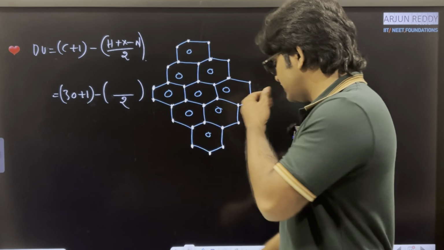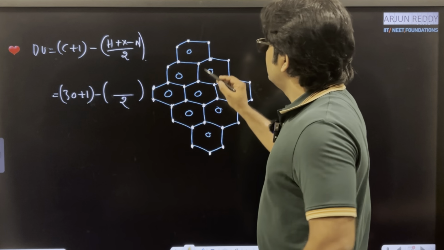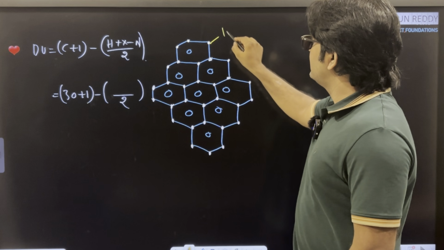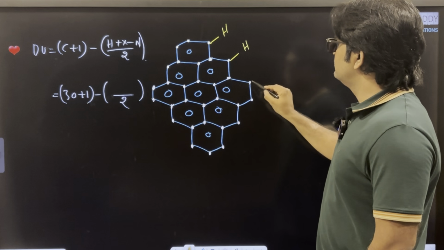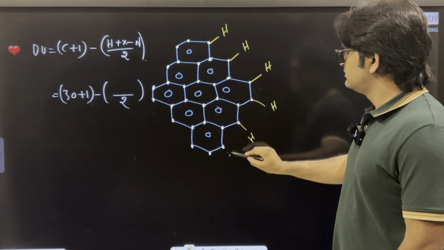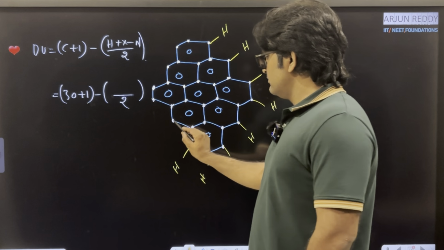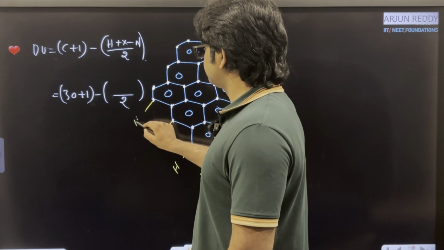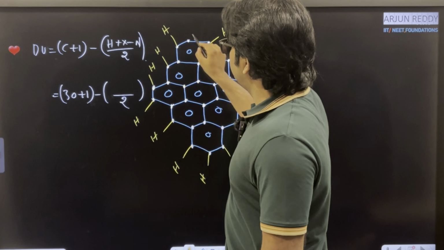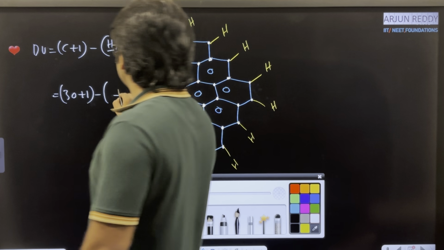How many hydrogen atoms are there? According to carbon valency, we are not going to count hydrogen atoms at the junction of carbon atoms. Here we are counting hydrogen: 2, 3, 4, 5, 6, 7, 8, 9, 10, 11, 12, 13, 14. Total how many hydrogen atoms are present? 14 hydrogen atoms. That I am writing here.